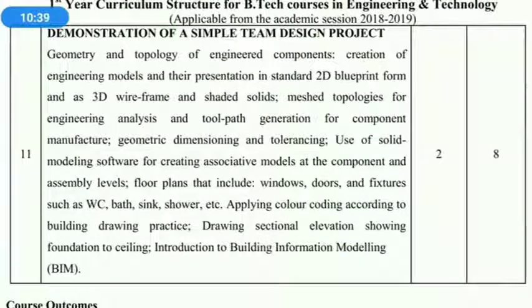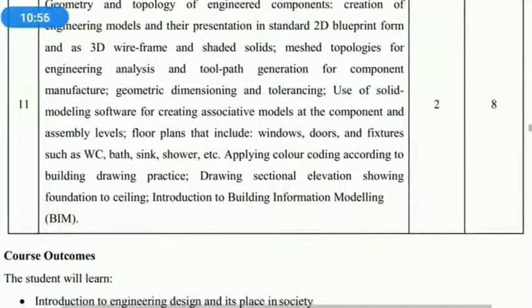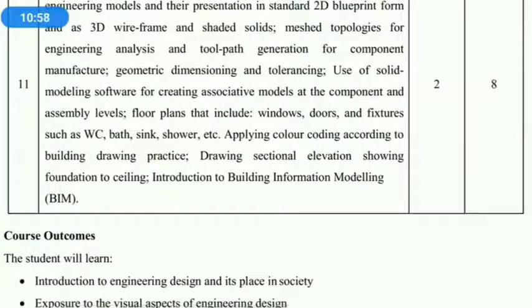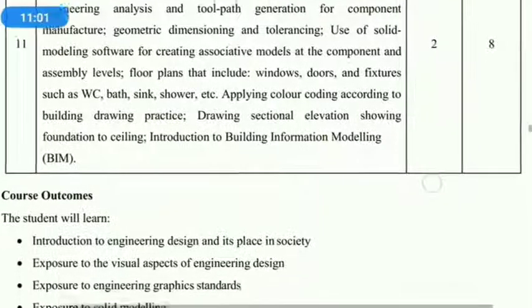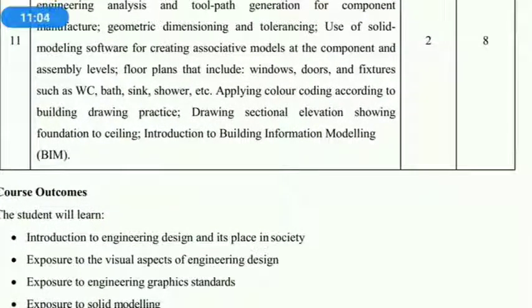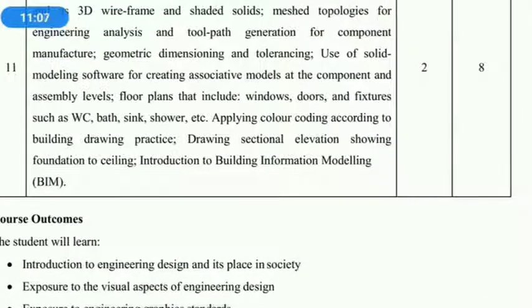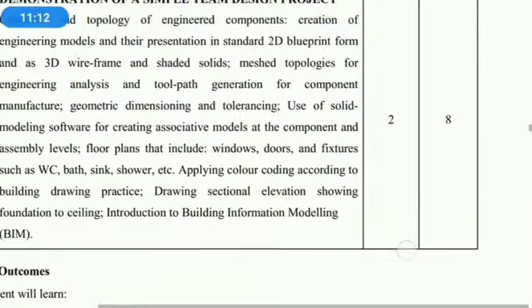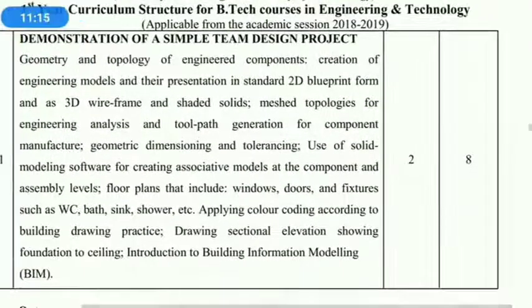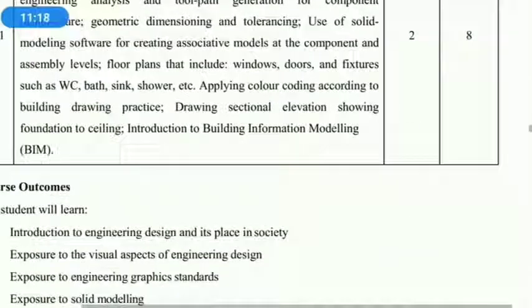Then we have to learn geometric dimensioning and tolerancing. Then use of solid modeling software for creating associative models at the component and assembly levels. Floor plans that include windows, doors, fixtures such as water sink, water closet, bath sink, shower, etc. Then applying color coding according to building drawing practice. Drawing sectional elevation showing foundation to ceiling, and then we proceed to introduction to building information modeling. This last module, the 11th module, has 2 lectures and 8 practical classes.